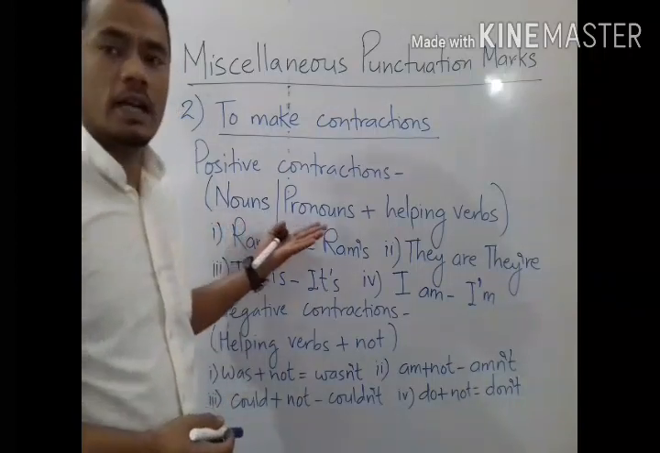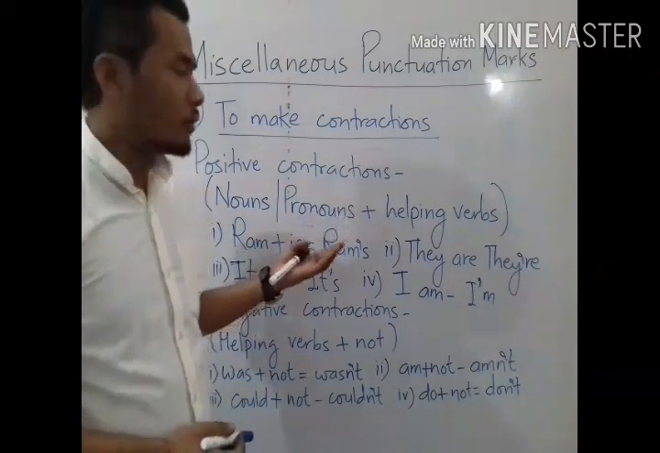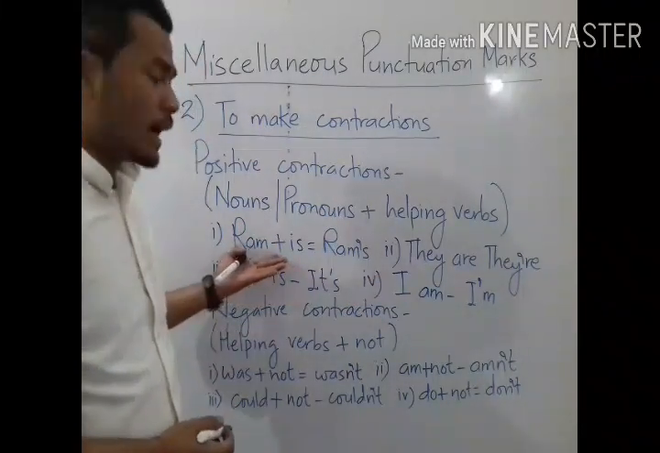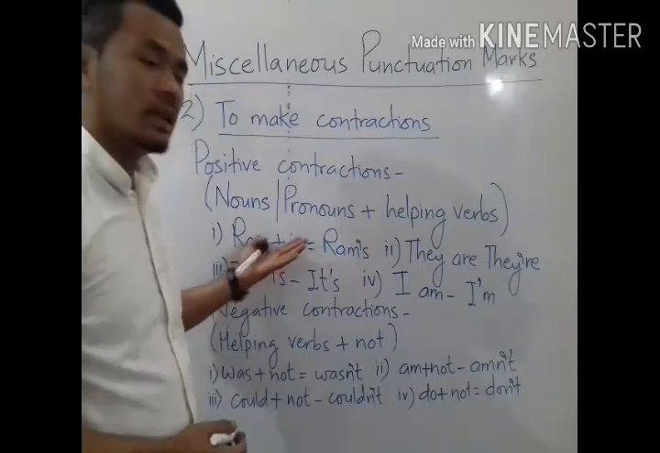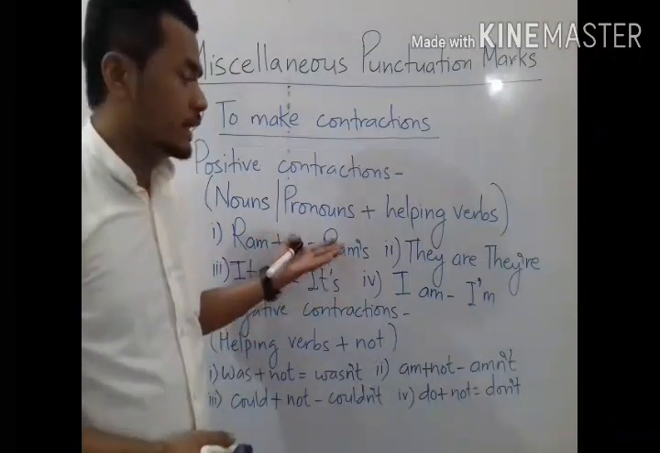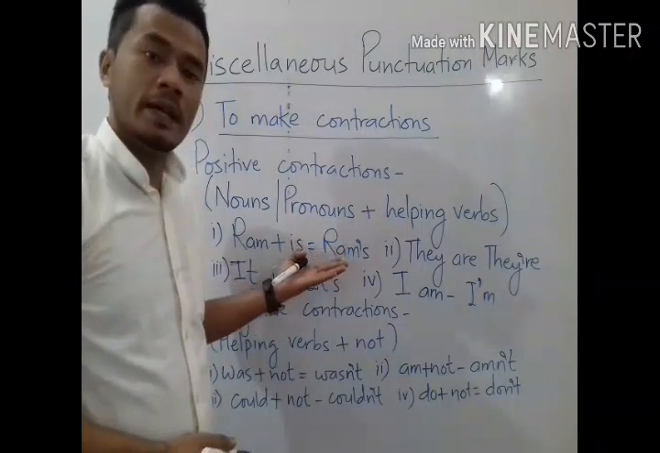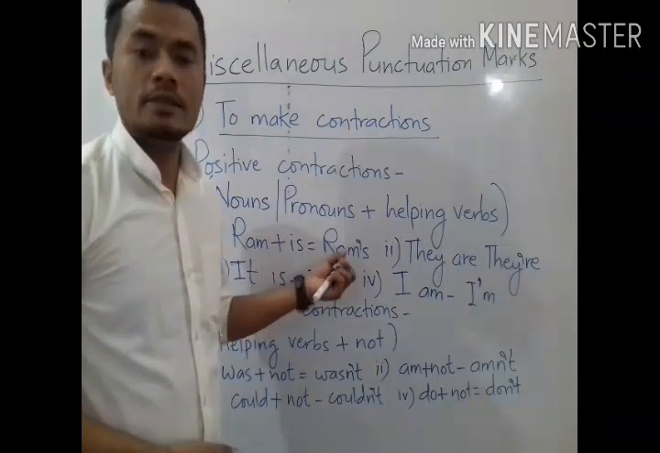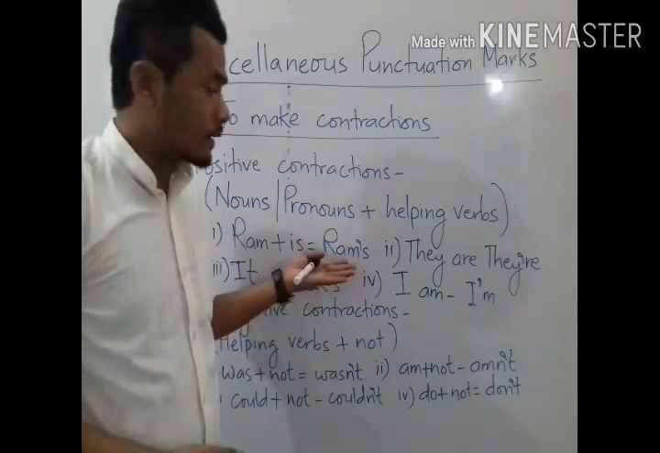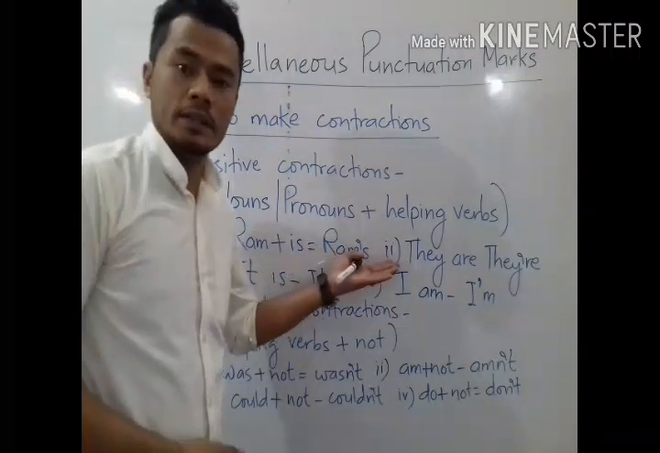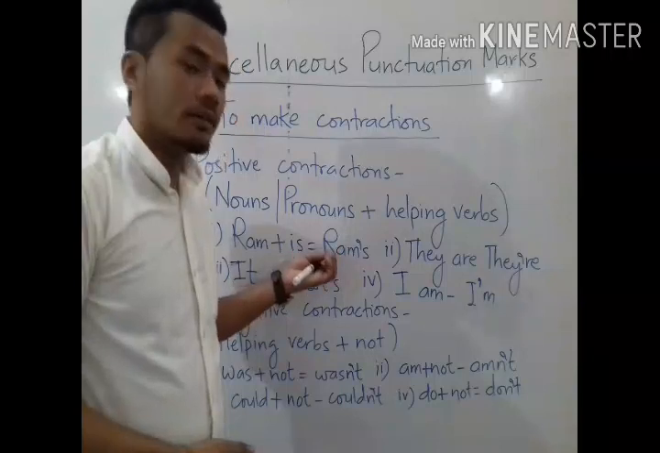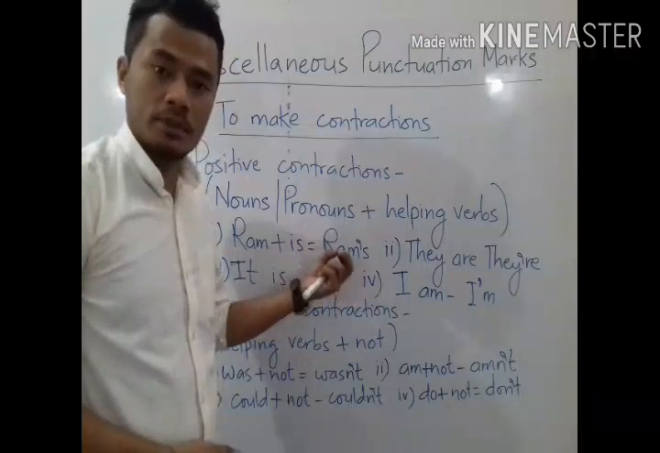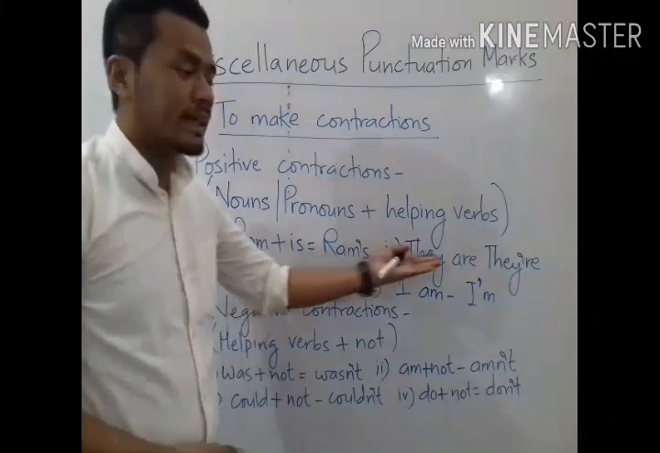See, positive contractions are mostly found by using nouns or pronouns plus helping verbs. Like Ram plus is. Ram is a noun, is is a helping verb. So Ram plus is can be made a contraction form like Ram apostrophe s. It means Ram is. If I write the sentence like Ram's my brother, it can be read as Ram is my brother. I have used the contraction form of Ram is, that is Ram's. Ram's my brother.